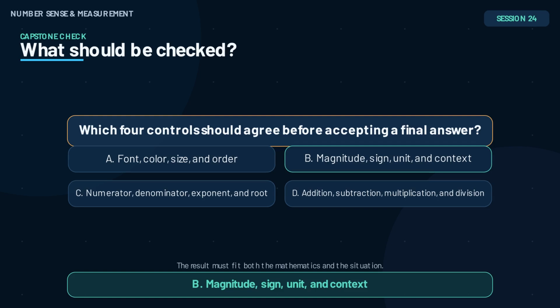Capstone checkpoint. Which 4 controls should agree before accepting a final answer? Check magnitude, sign, unit, and context. Precision is also important when rounding is specified. The correct choice is B, because a result must fit both the mathematics and the practical situation.